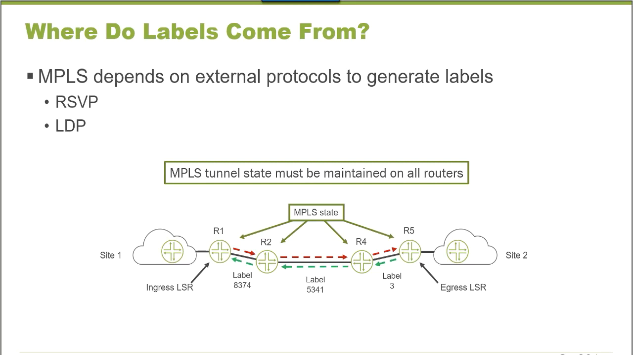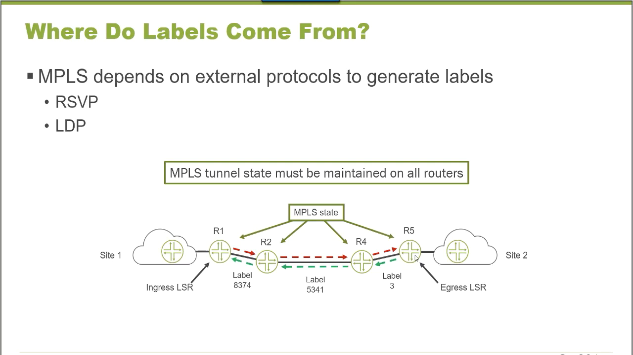extensively used. The issue, however, is that using these protocols to distribute the labels requires all of the routers in the segment routing domain to maintain some state. So router 1, 2, 4, and 5 in this example, if you're using LDP and RSVP to distribute labels, all those devices must maintain state information about the label switch paths that traverse it, the labels that should be used, what to do with the label switch path, all that requires state information.